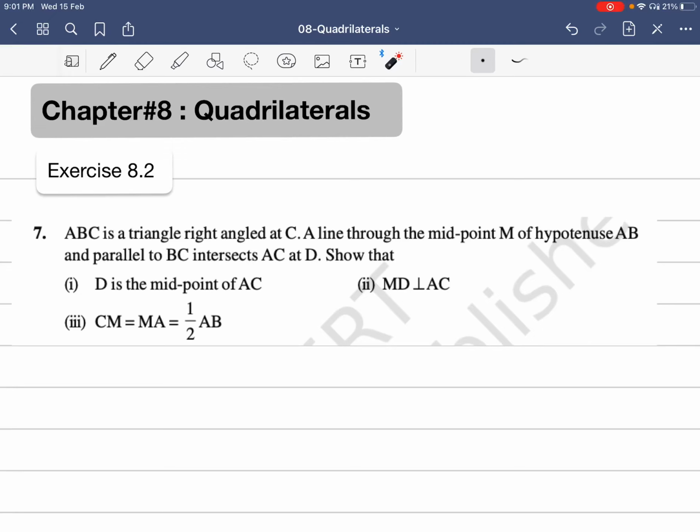So in this video, we're going to see problems from exercise 8.2, which belongs to chapter number 8, quadrilaterals. And this is problem number 7. So let's read what the problem is. ABC is a triangle, right angle at C.